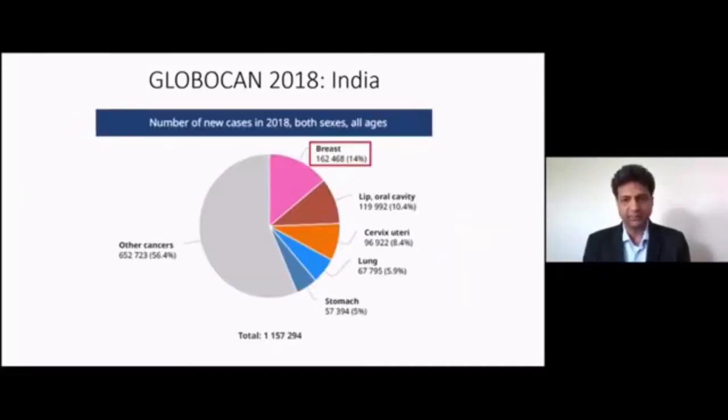When we come to India, it is the commonest cancer. 14% of all the cancer that we see in our practice is breast cancer. It is more common than oral cancers and lung cancers, which are predominantly smoking related. So breast cancer is more common than either of the smoking-related cancers, which are oral cavity cancers and lung cancers. And 14% of all cancers in India are breast cancer.